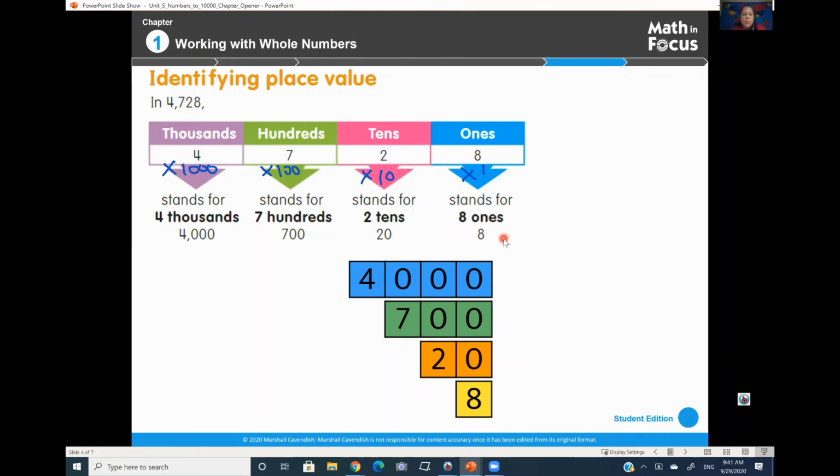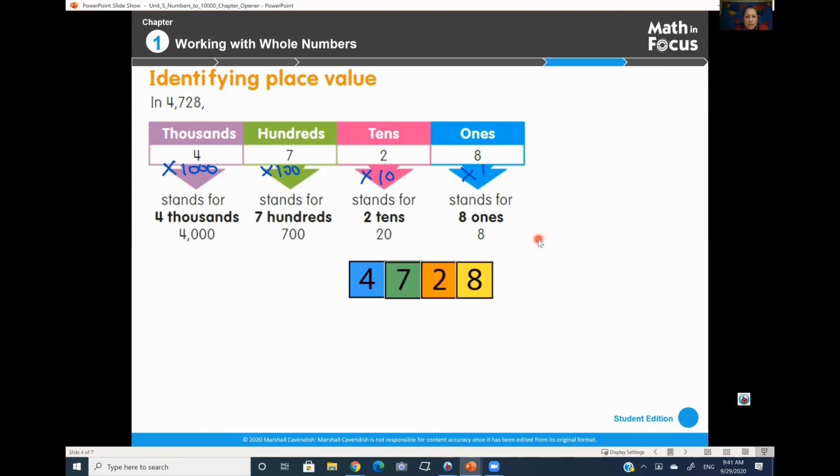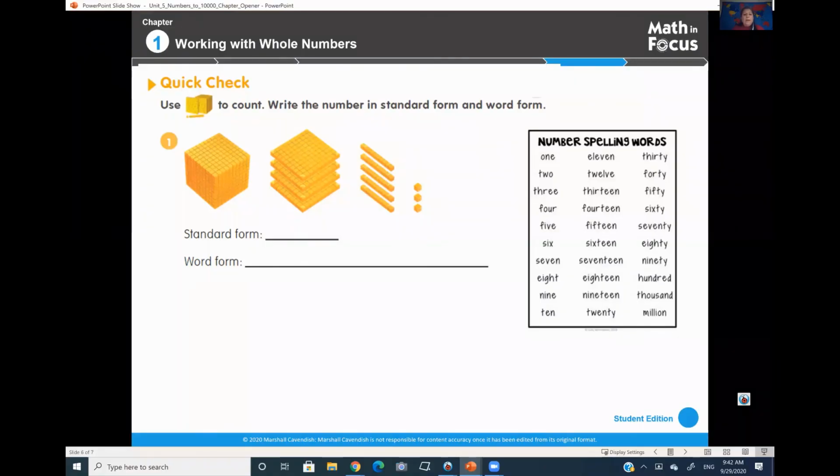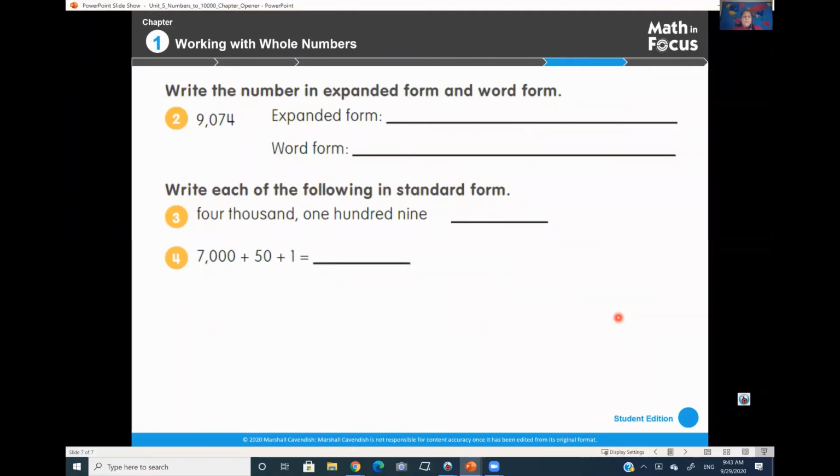Now, when you add all those numbers together, you are going to have the final number, which is 4,728. This set of problems is going to be part of your challenge today, so make sure you write the numbers in expanded form, word form. And if you want to take it a little bit to the extra, do the expanded notation too.